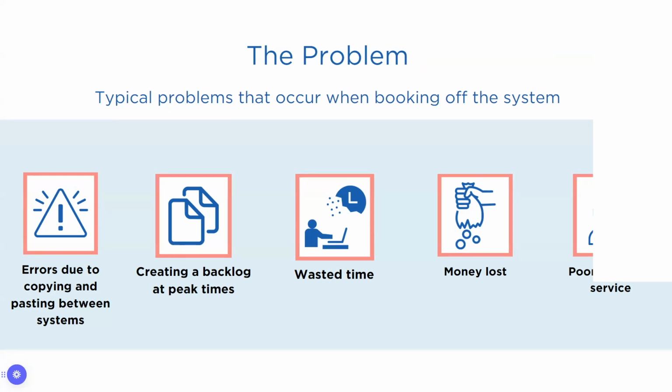Often we find that it takes more than double the length of time booking between two systems than it does booking on just one, because the agent is trying to be extra cautious and careful in copying and pasting that information. That is not only a loss of time within the business, it's also money that can be lost through errors, and through the resource used in copying and pasting that information, and ultimately it can result in poor customer service.